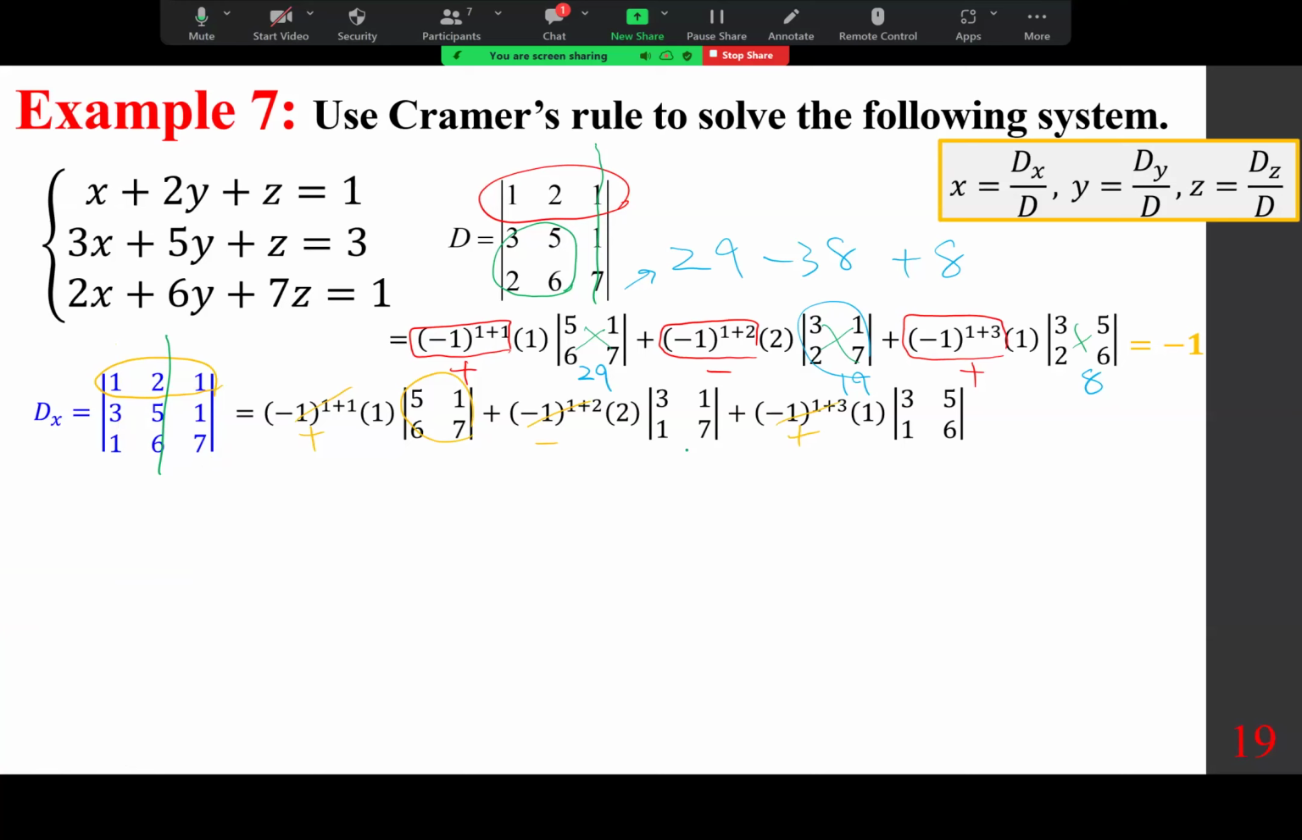If you cross this out, you get this one. If you cross this out, you get this one. Now, I'm going to leave it for you to do the math. You end up with 2. By now, you should know how to take care of the business here.